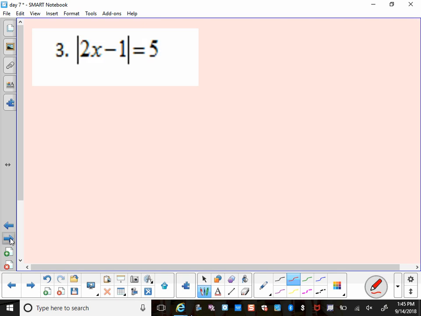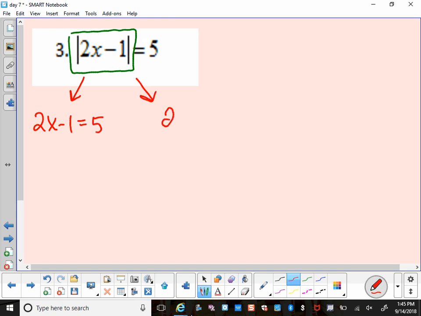Number 3. Absolute value is by itself, so life is good. What do I do from here? Bring it down. Yep, let's split them up. What's my first equation going to be? 2x minus 1 equals 5. And my next equation? 2x minus 1 equals negative 5.